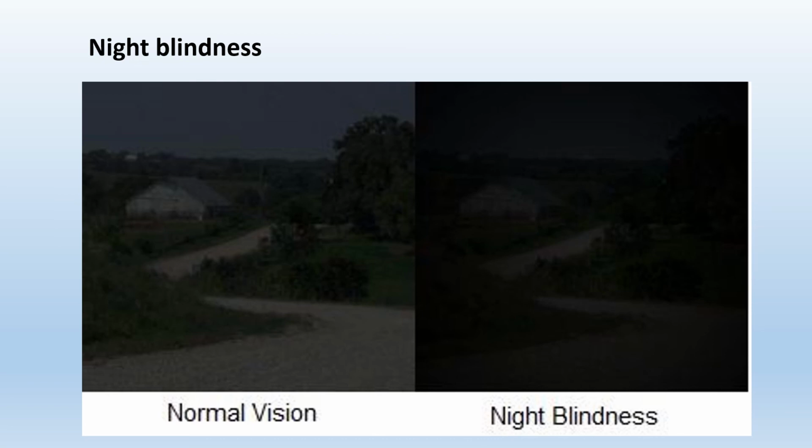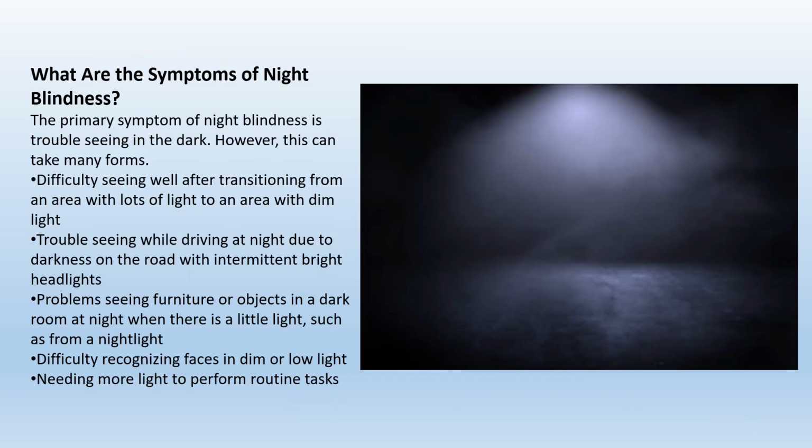A person with normal vision can look a bit clearly as compared to a person who is suffering from night blindness. The main symptoms of night blindness is trouble seeing in the dark. The person can see normally during the daytime when the light is bright, but with the darkness, the person cannot see clearly. However, this can take many forms.